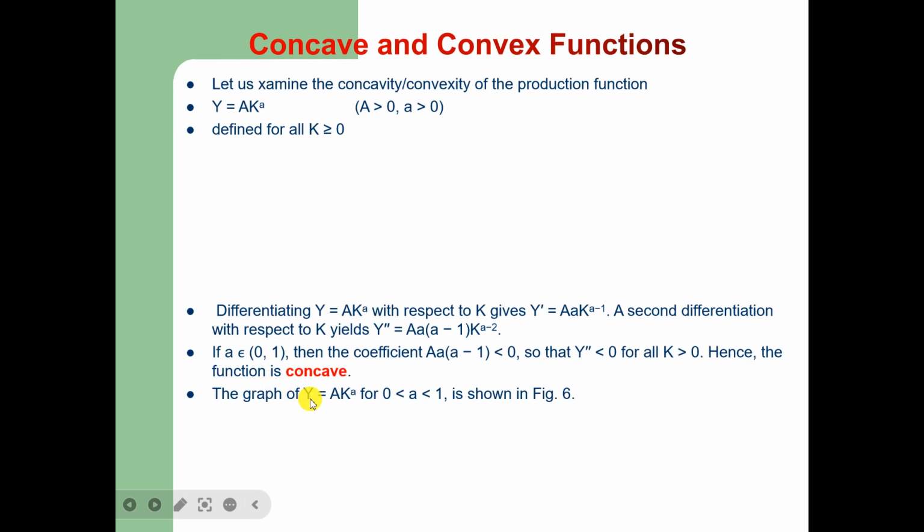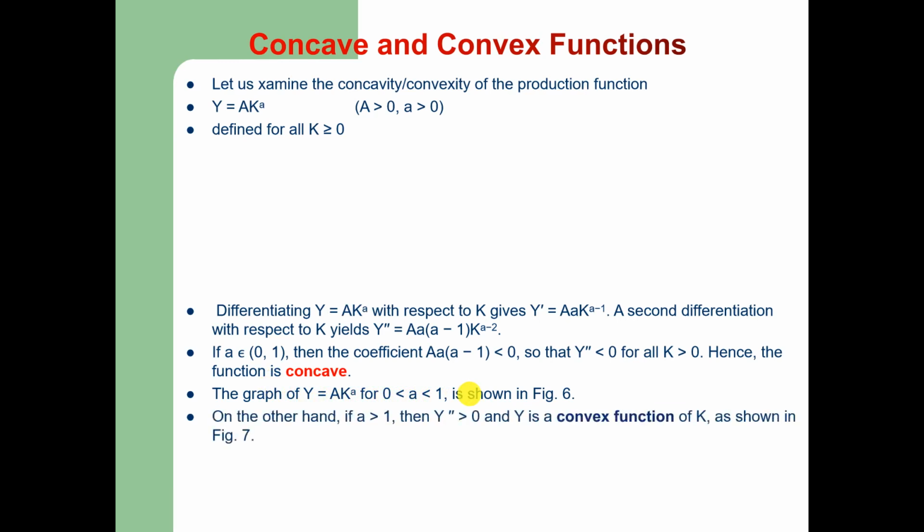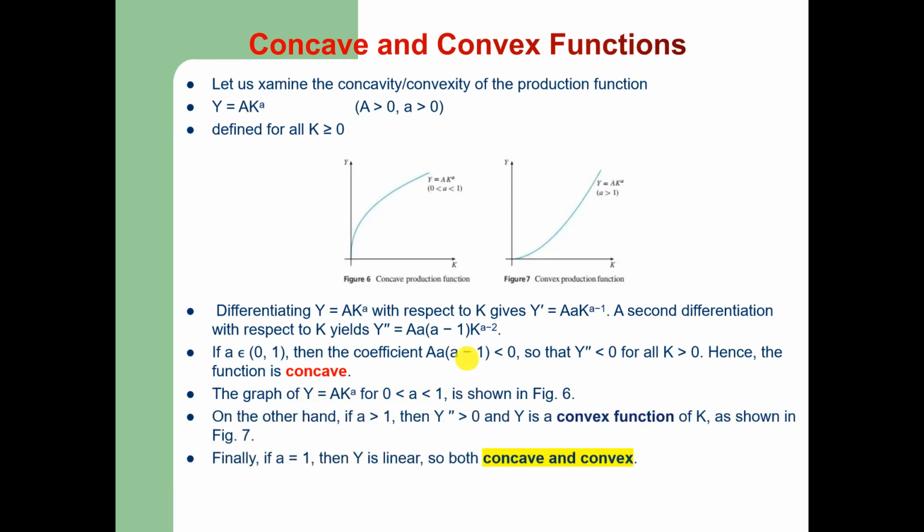And the graph of the function y equals A k to the power a for 0 less than a less than 1 is shown in figure 6. So let me first show you figures 6 and 7. This is figure 6. It says that the graph of y equals A k raised to the power a for 0 less than a less than 1 is shown in this figure. Here the exponent of k, a, is greater than 0, but it is less than 1. So it is in between 0 and 1.